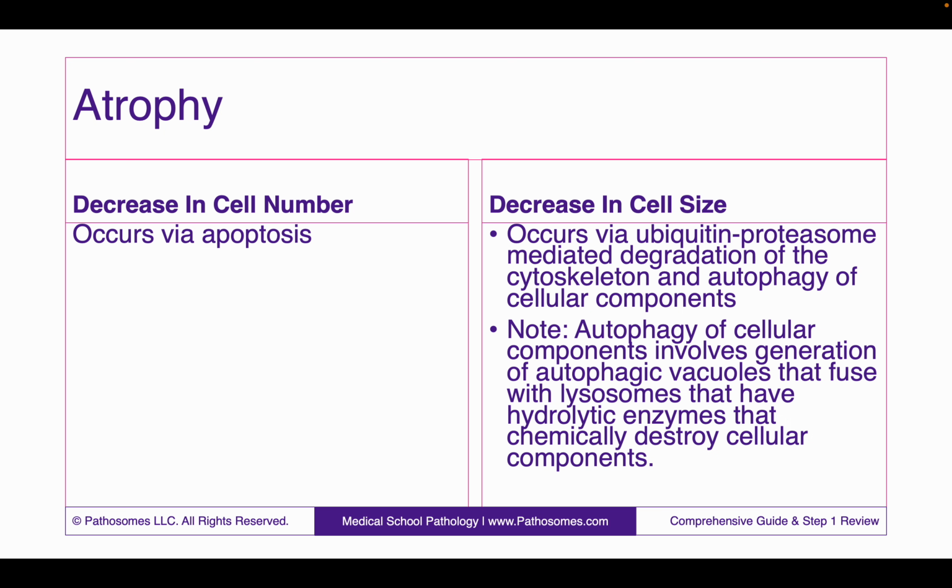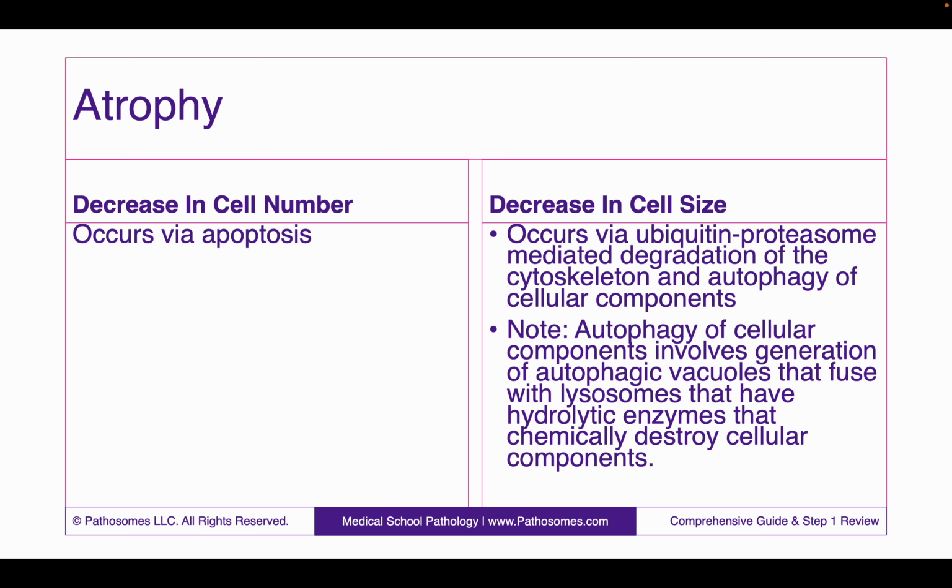So a decrease in cell number occurs via apoptosis. You remember that? Remember how apoptosis works? Programmed cell death. Ring a bell? Also a decrease in cell size. Now this occurs via the ubiquitin proteasome mediated degradation of the cytoskeleton and autophagy of cellular components.